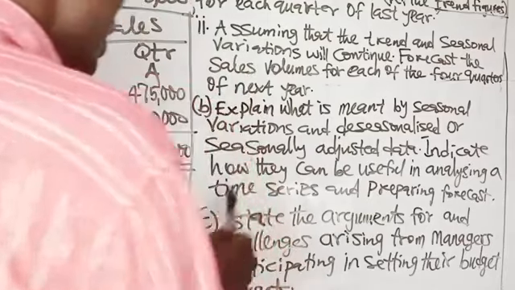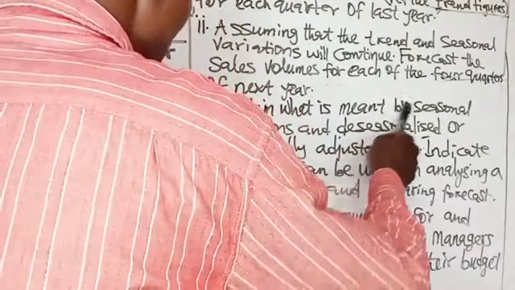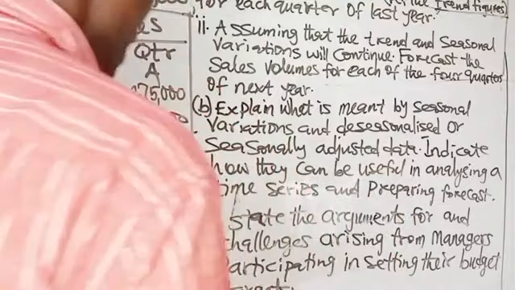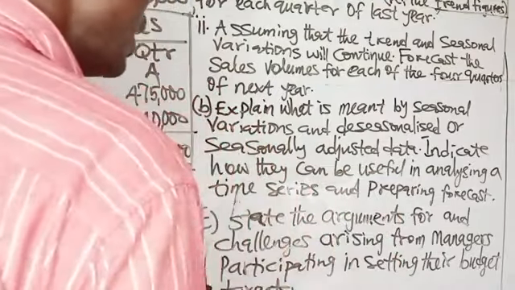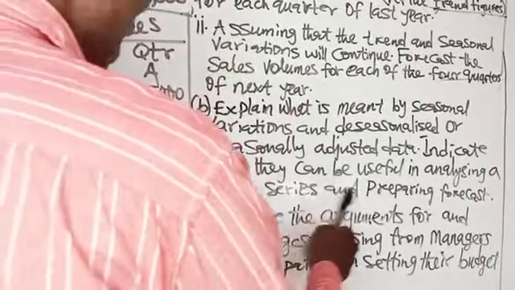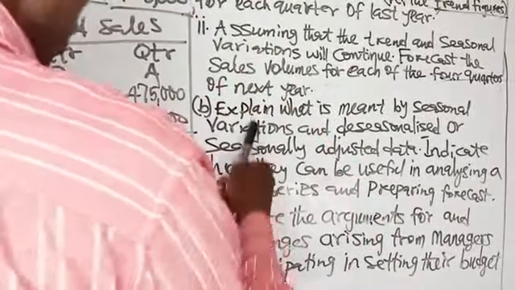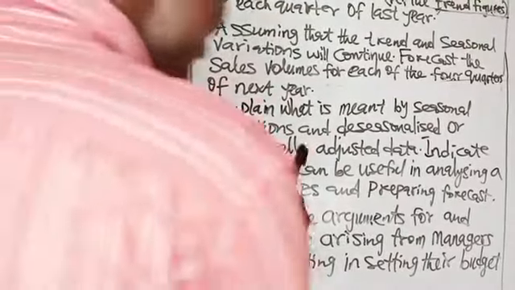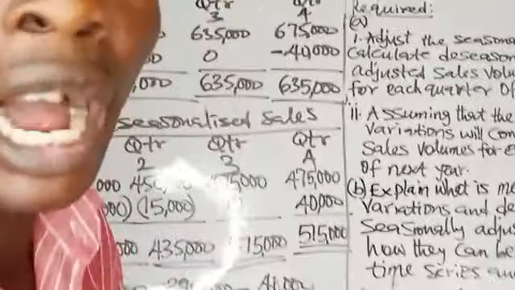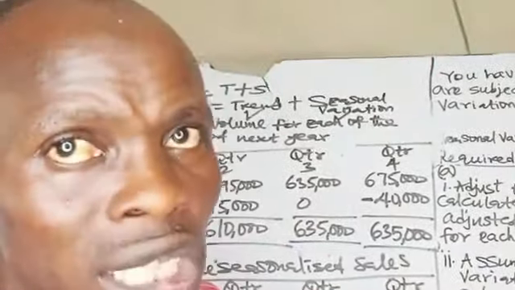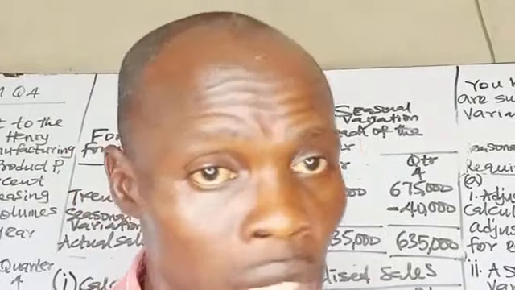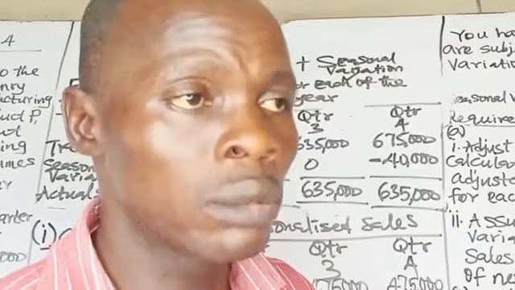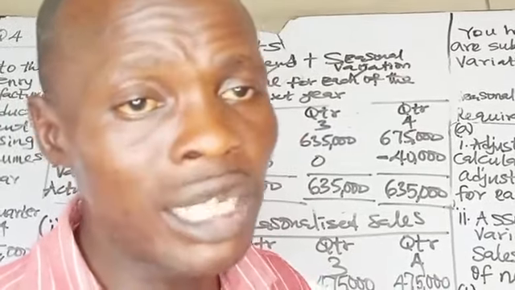Then B. Explain what is meant by seasonal variation and deseasonalized or seasonally adjusted data. Indicate how they can be useful in analyzing a time series and preparing forecast. All this theory have been explained in my earlier videos. So I will advise you go back to my earlier video for the C and D part of the questions. They are theory. Or go into the ICAN Pathfinder to extract more details about this. I've stopped this video here.